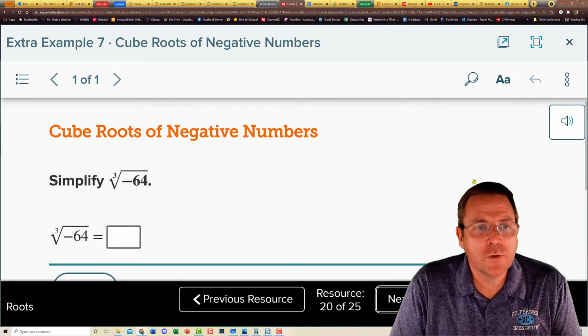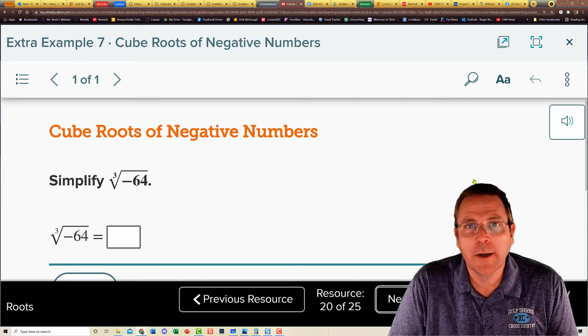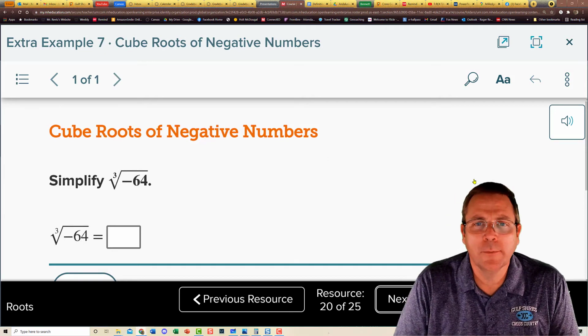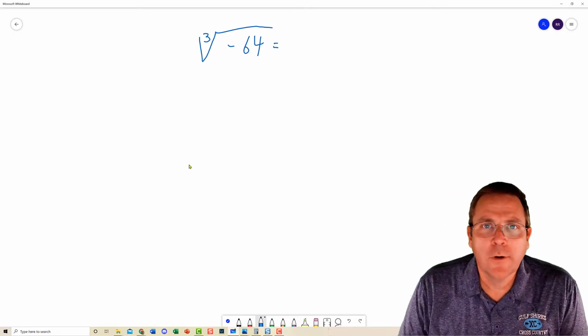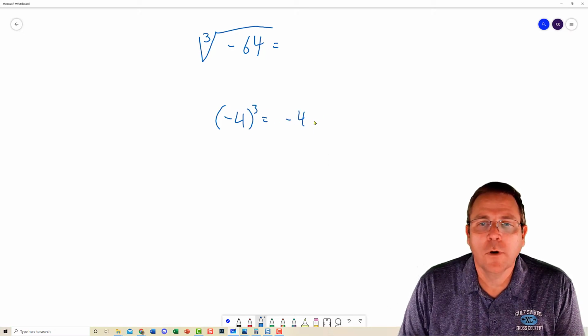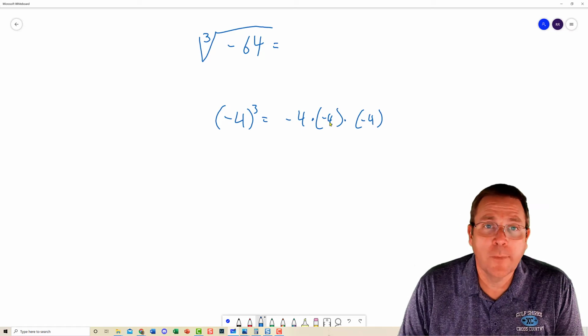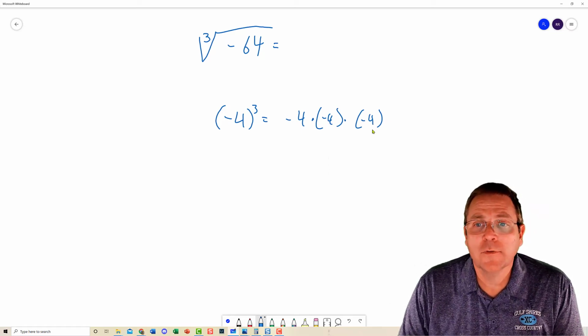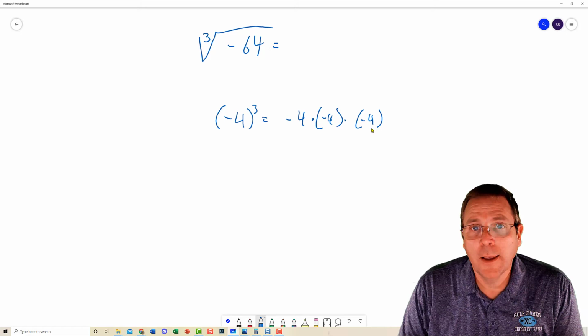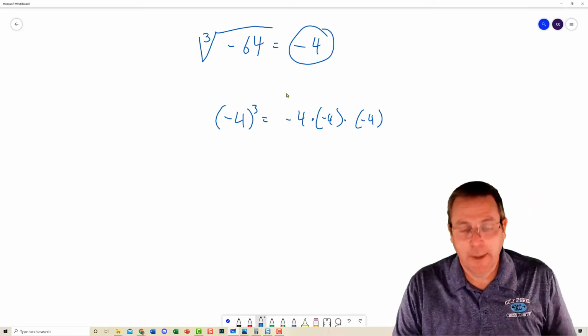All right, it's your turn. What number times itself 3 times is going to equal negative 64? Go ahead and do that one. Did you figure out the answer? It's going to be negative 4, because negative 4 cubed is equal to negative 4 times negative 4 times negative 4. Negative 4 times negative 4 is positive 16, and positive 16 times negative 4 is going to be negative 64, so the cubed root of negative 64 is going to be negative 4.